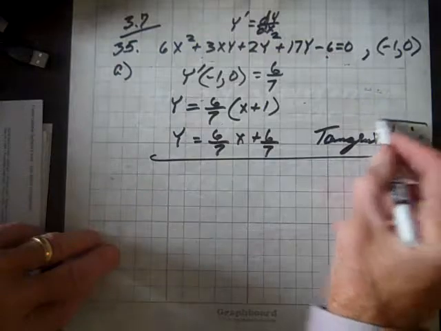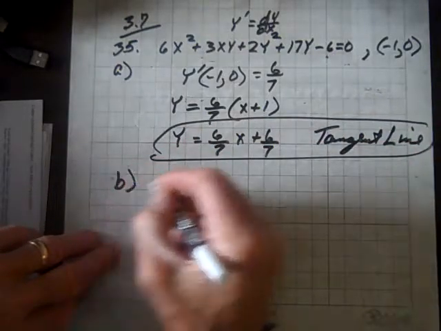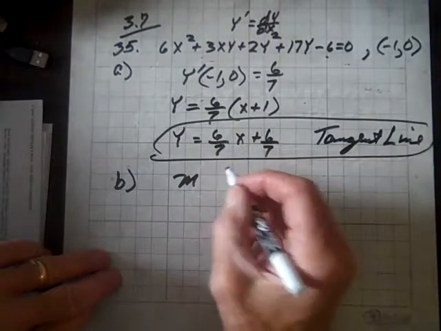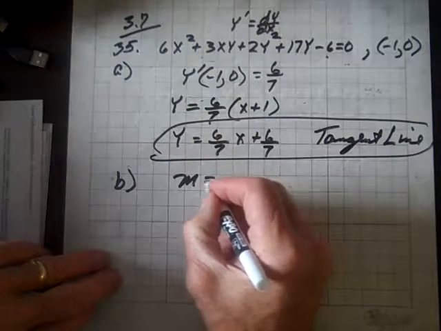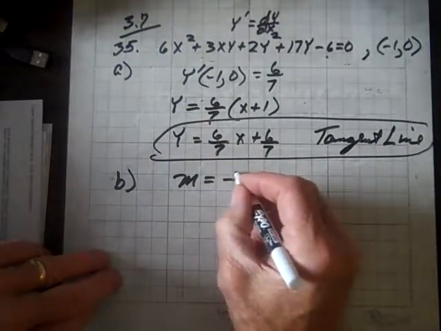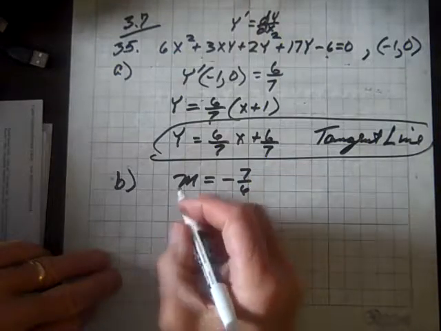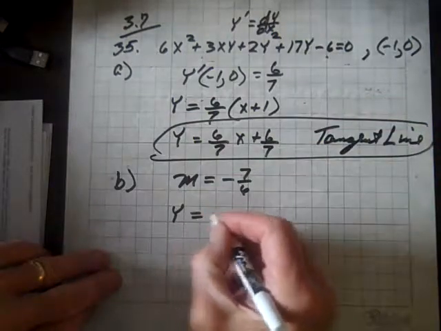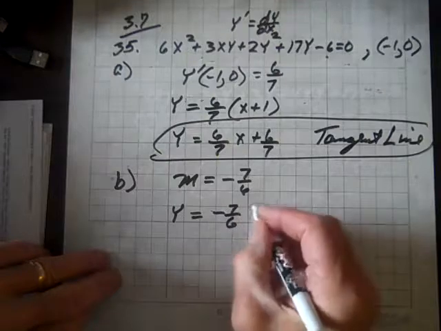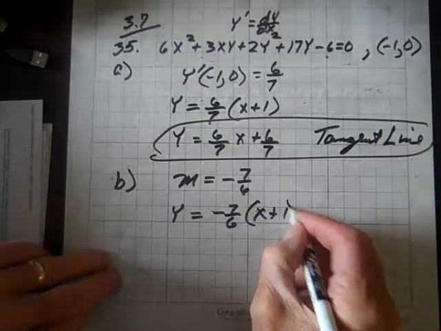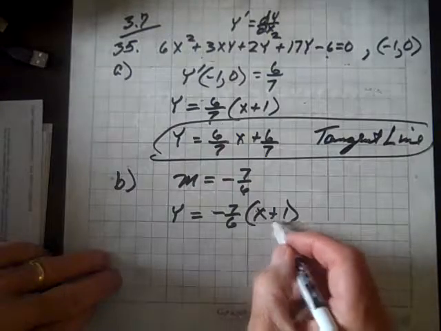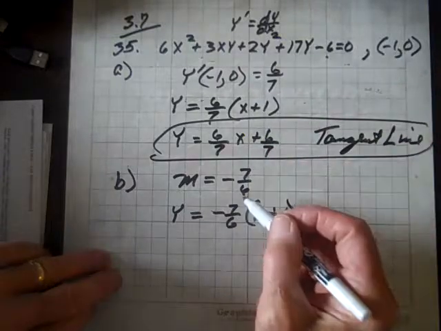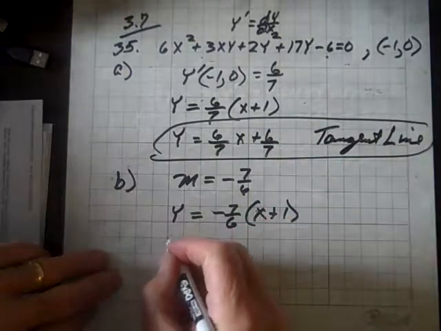Okay? Now, let's find the normal line, and the slope of the normal line is going to be the negative reciprocal of the slope of the tangent line. So that's going to be -7/6. So now we'll use the point-slope form of the line. y minus 0 is y equals -7/6 times x plus 1. Because what value of x takes that to 0? -1 does. Okay, now let's multiply this out.